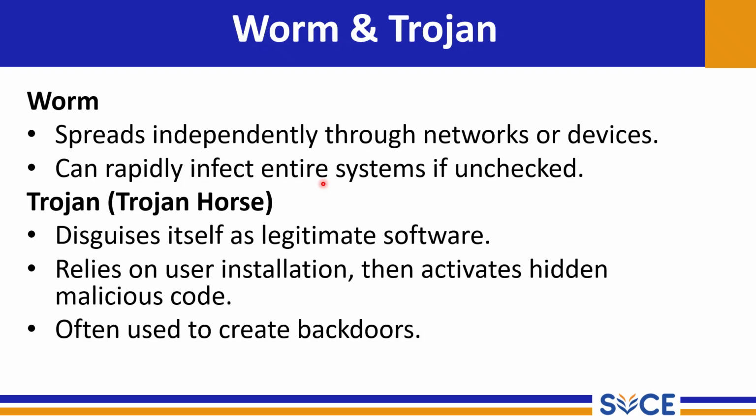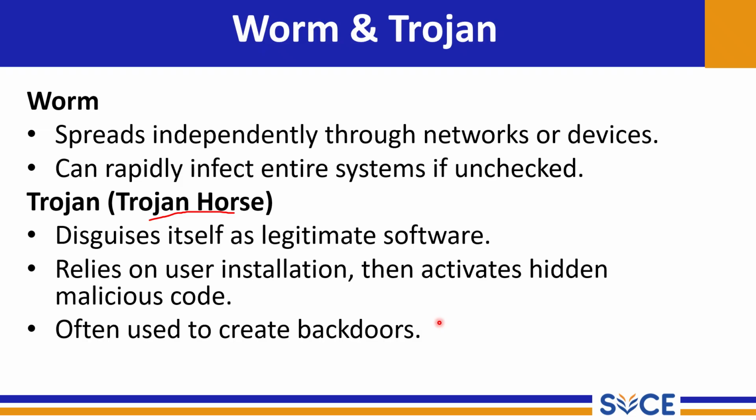Okay, so next one is the Trojan horse. A Trojan horse disguises itself as legitimate software. It relies on user installation and then activates the hidden malicious code. It is often used to create backdoors. A Trojan is a type of malware that disguises itself as legitimate software to gain access to a user's system. Unlike viruses, Trojans don't replicate themselves.